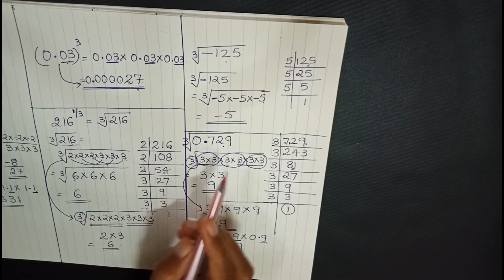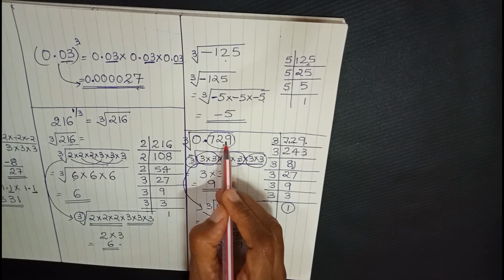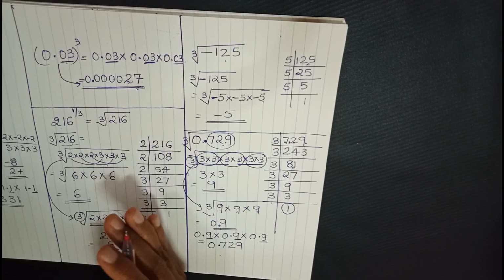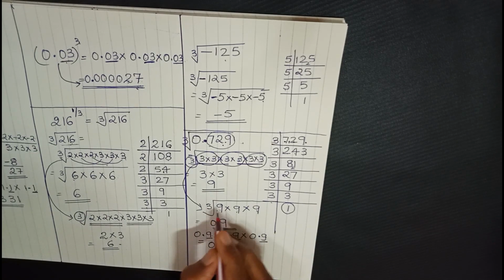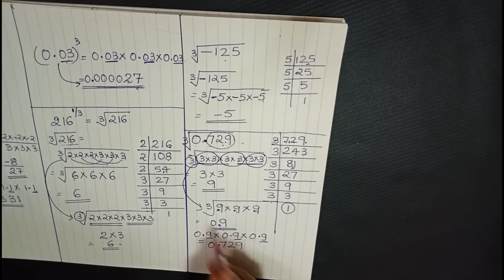So you should always remember, if the cube has 3 digits after the decimal point, the answer will have only 1, or 1/3 of it. If there were 6 digits here, the final answer will have 6 divided by 3, 2 digits here. Right? So this is how you should take care of the decimal point also. Right? Or you can write it here 0.9 into 0.9 into 0.9. Right? So the answer will come 0.9.